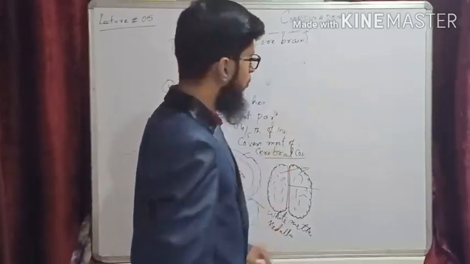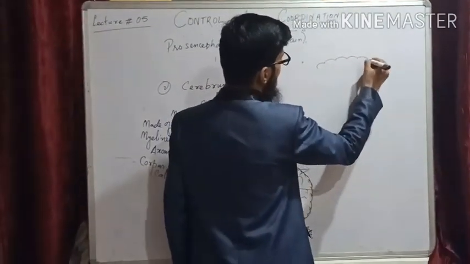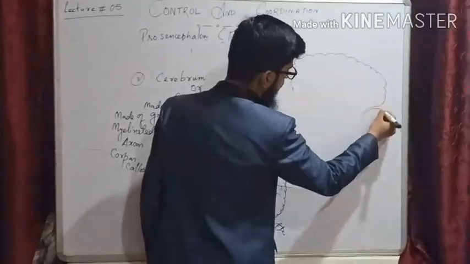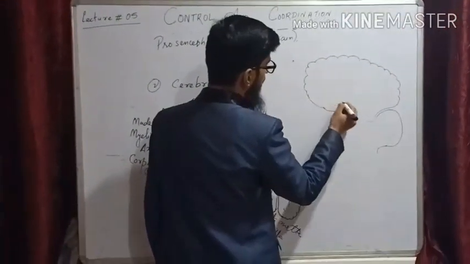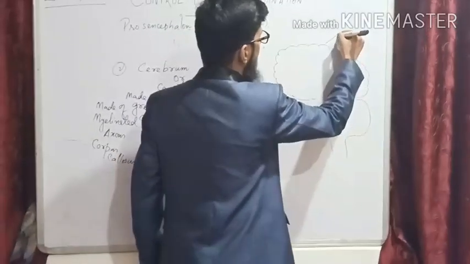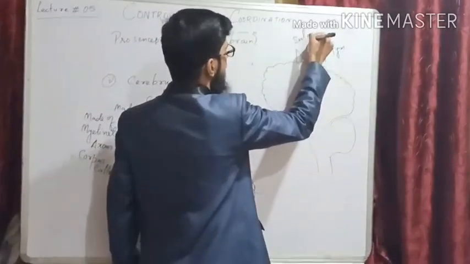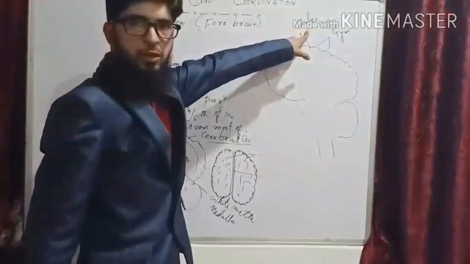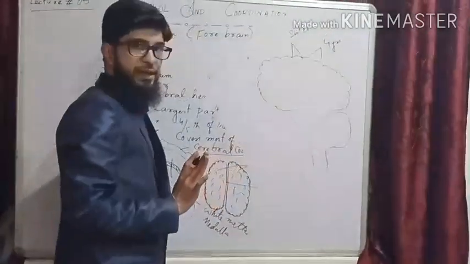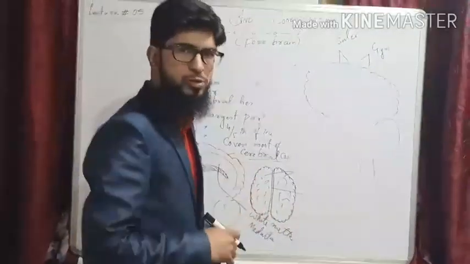Cerebrum, as I already told you, its surface is not smooth. If I draw the cerebrum, its surface has some depressions and some bulges. These bulges are called gyri and these depressions are called sulci. Sulcus is the singular, gyrus is the singular, sulci is plural, gyri is plural. So there are sulci and gyri. It increases the surface area of the brain. More the surface area, more the number of neurons.